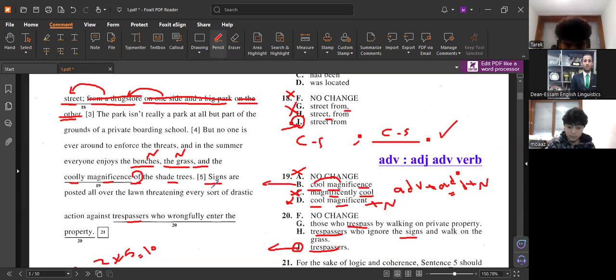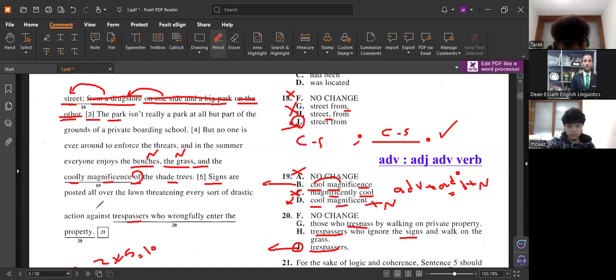Let's read 3. Here, the park isn't really a park at all, but part of the grounds of a private boarding school. This is number 3. Number 5: signs are posted all over the lawn threatening every sort of drastic action against the trespassers. Trespassers were in the park. Number 5 explains to you why it's not really a park.